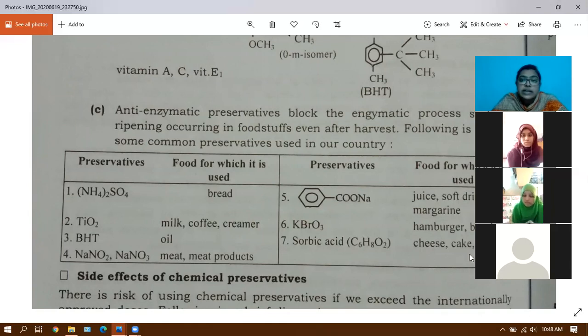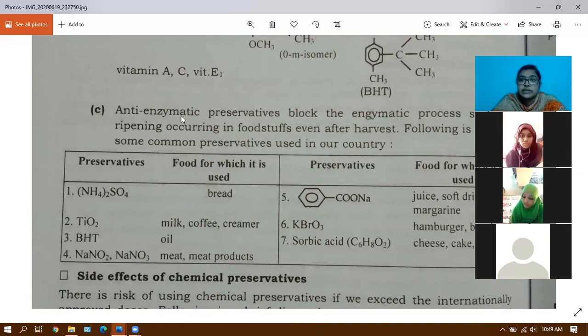Look, here is a chart. And here are given some common preservatives used in our canteen: ammonium sulfate, titanium oxide, BHT, sodium nitrate, potassium bromate, sorbic acid, and this is the example where it is used.